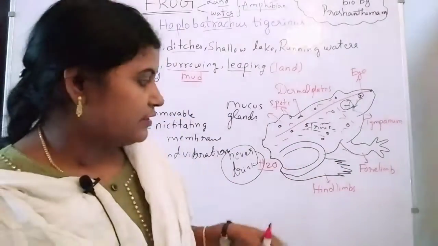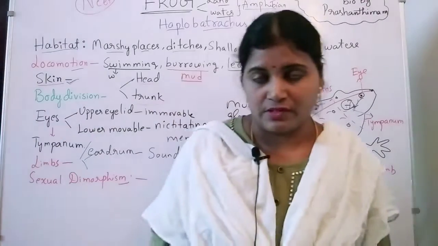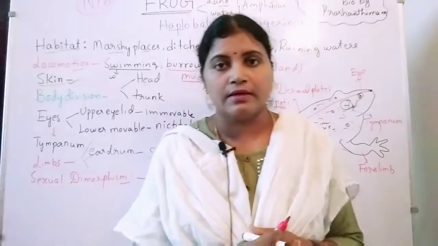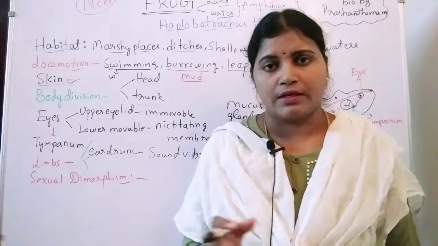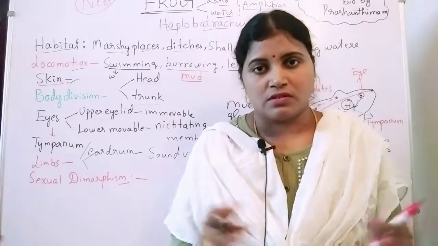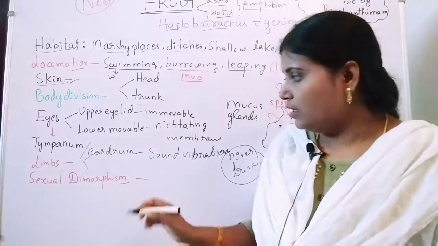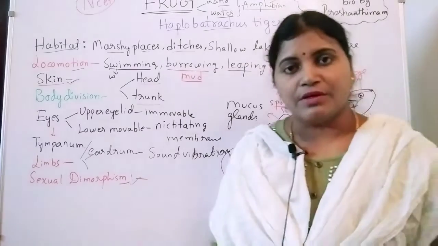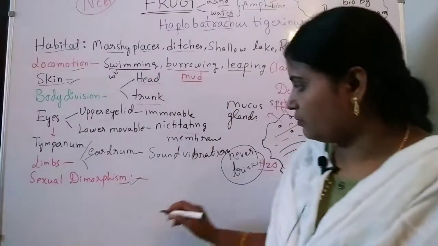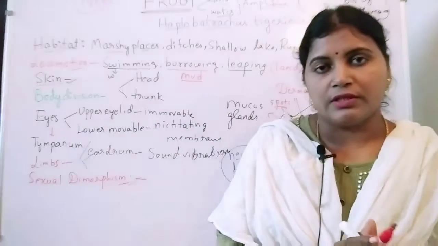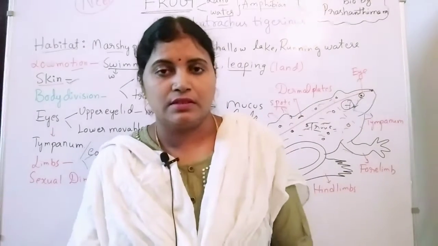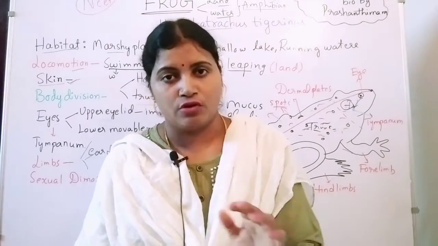Okay, after that we will see the sexual dimorphism. Sexual dimorphism means here the sexes are separate. The frog contains separate sexes in the body. That's why sexual dimorphism is seen in the frog. So in the sexual dimorphism, we have to talk about the male frog. What is the difference between the male frog and female frog here?